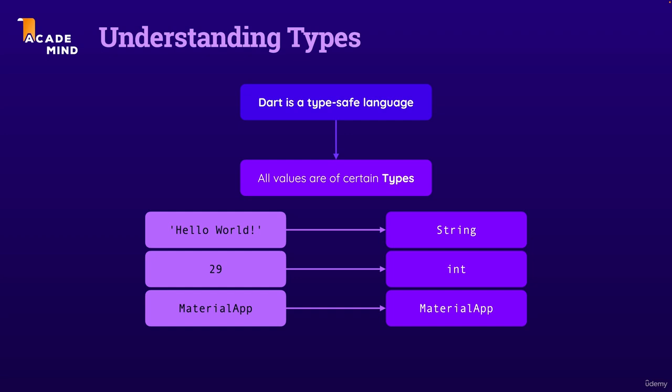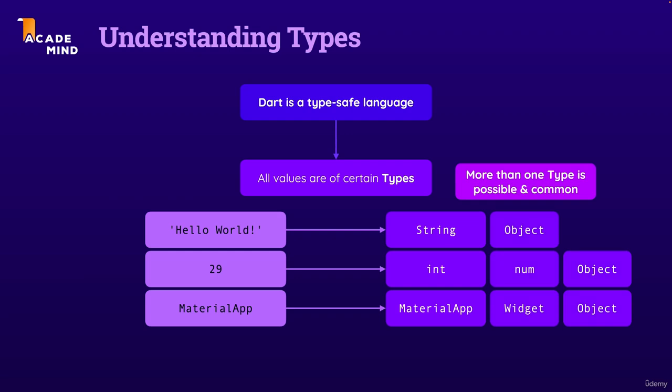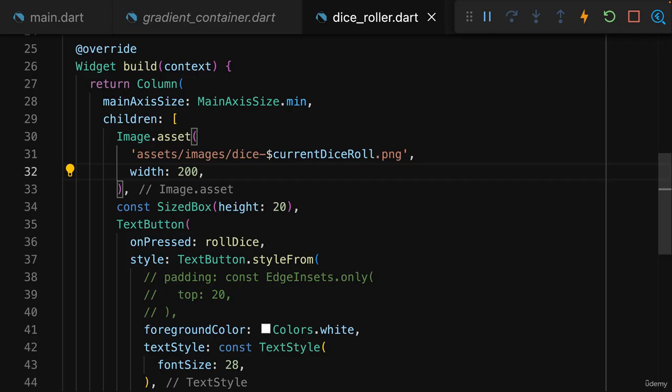You also learned that values are not just of one single type, but instead of multiple types. They are always of type Object, at least, because all values are objects in Dart, but they might also be of other additional types. For example, MaterialApp is not just of the very specific MaterialApp type, but it also has the more general Widget type. And this type feature exists in Dart to make sure that you're not accidentally using the wrong type of value in the wrong place. Like, for example, passing some text as a value for width, when this actually wants a number.